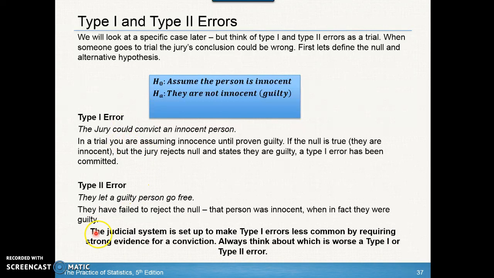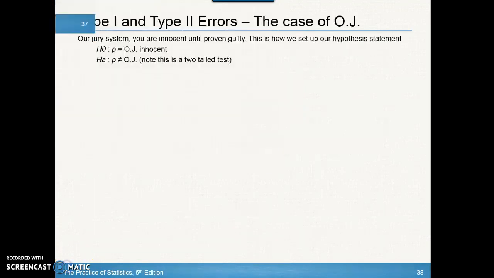Okay, so the judicial system is set up to make type 1 errors less common. They don't want to convict an innocent person, so they avoid a type 1 error by requiring strong evidence for conviction. When you think of the consequences, you always want to think about which is worse, a type 1 or a type 2 error. Okay, so let's take a look at a couple of different situations.